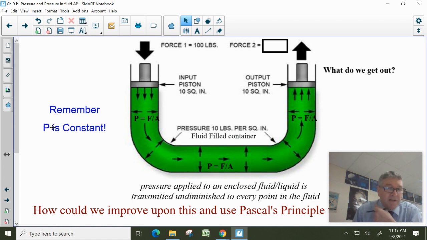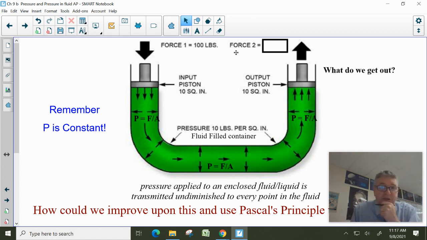But Pascal's principle says the pressure is undiminished. That means the pressure stays constant. So the pressure here is 100 divided by 10, so it's 10, and it's 10, and it's 10, and it's 10 everywhere. We're assuming that this is minimal depth. So it's 10 here, it's 10 here, it's 10 here. We're not worrying about the weight of the fluid inside this closed system.